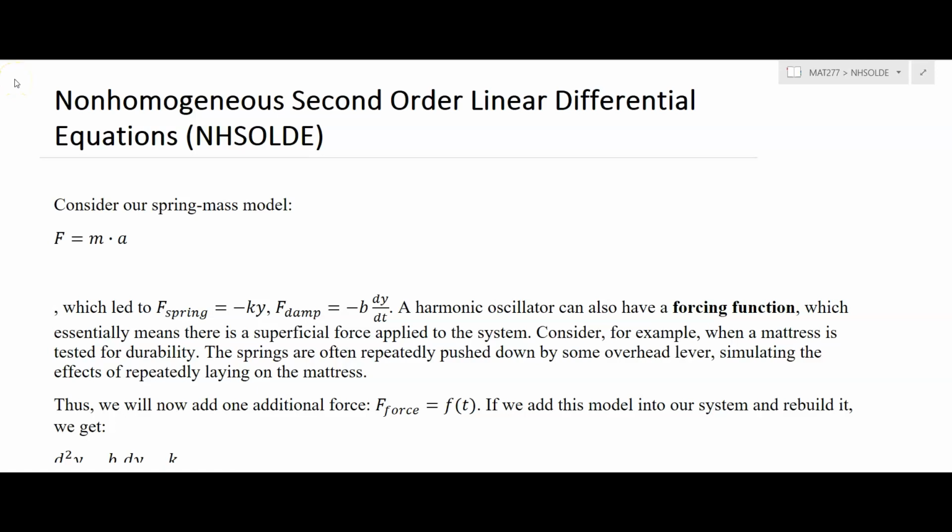Hello and welcome. In this video we're going to analyze the final form of the second order linear differential equation, which is the non-homogeneous second order linear differential equation. So far, and even in this lesson, we're going to focus on the differential equation that is roughly speaking of the form second derivative plus some function of t, some constant.